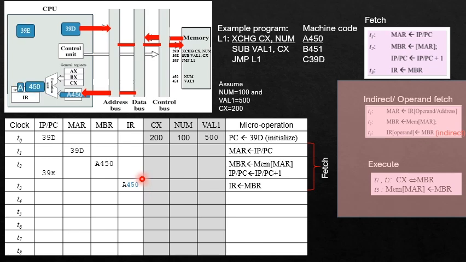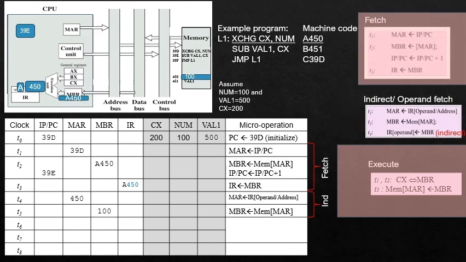When it reaches the IR register, IR is split into 2 fields. One field represents the opcode, what kind of instruction it is. In this case, it's exchange. And the second field is the operand or the address. In this case it is 450, the address to get the operand.